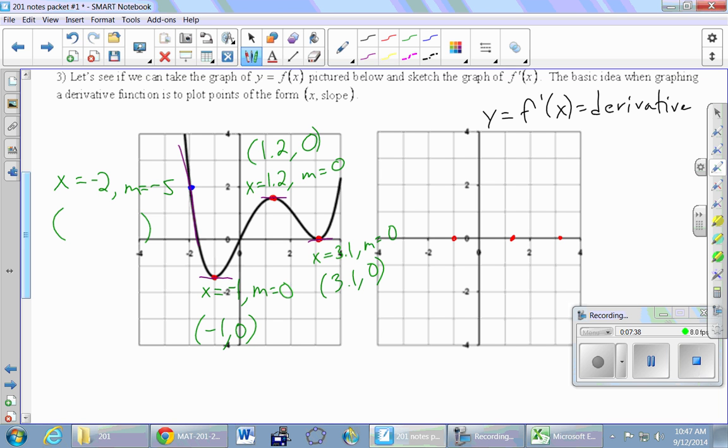So the coordinates of the point we're about to plot over there on our derivative graph are negative 2 and negative 5. And so that comes over here, negative 2, negative 5. So you're plotting the x-coordinate normal, but then the y-coordinate is the slope of the tangent line, because after all, the derivative is the slope of the tangent line. Okay, so let's just do a tiny bit more of this, and then we'll start the activity.